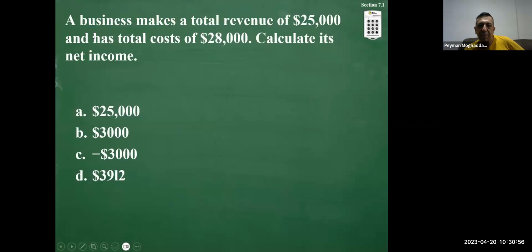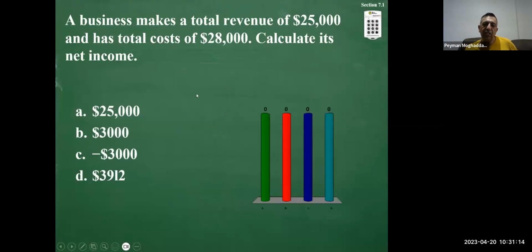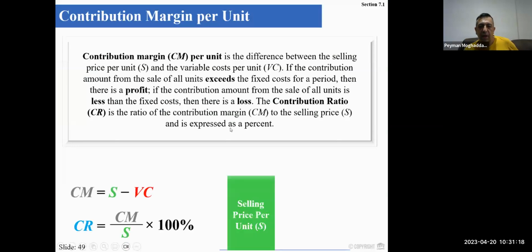Let's do an example here. A business made a total revenue of $25,000 and a total cost of $28,000. Calculate net income. So total revenue minus total cost is going to give you net income. In this case, $25,000 minus $28,000 is going to be minus $3,000, right? So net income is basically negative, right? So that's this example.